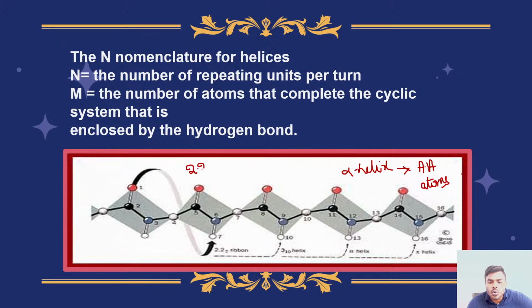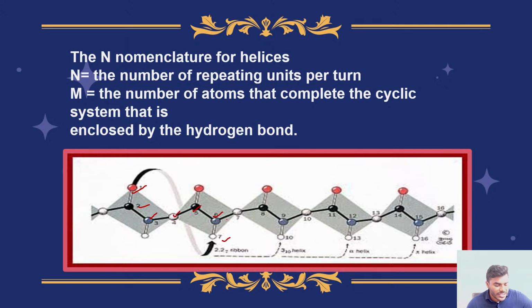Similarly, in the 2.27 ribbon, you only look into the 2.27 ribbon. Look into this, amino acid 1, amino acid 2, and see friends, there will be 7 atoms. Now all the students look into the diagram very carefully without confusion. 1, 2, 3, 4, 5, 6, 7.